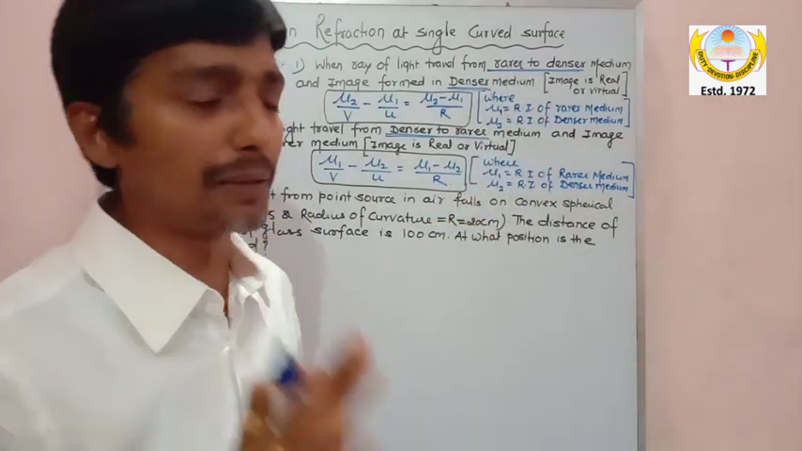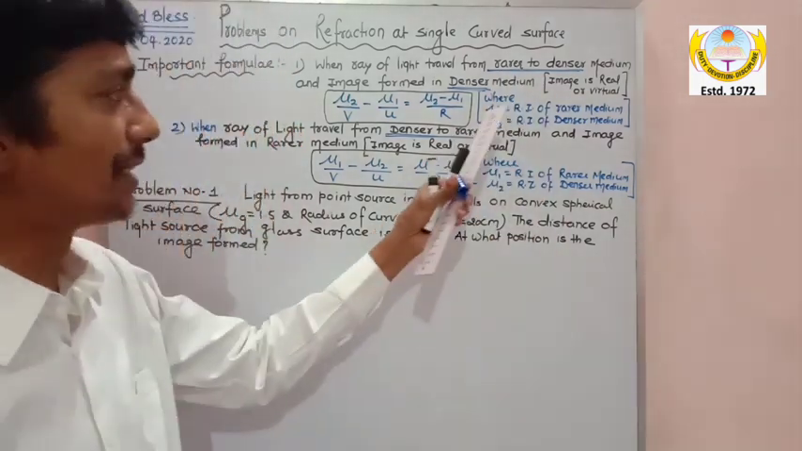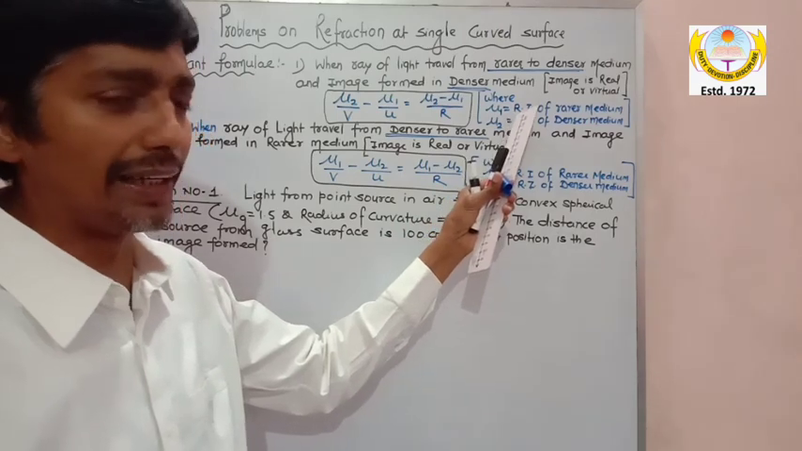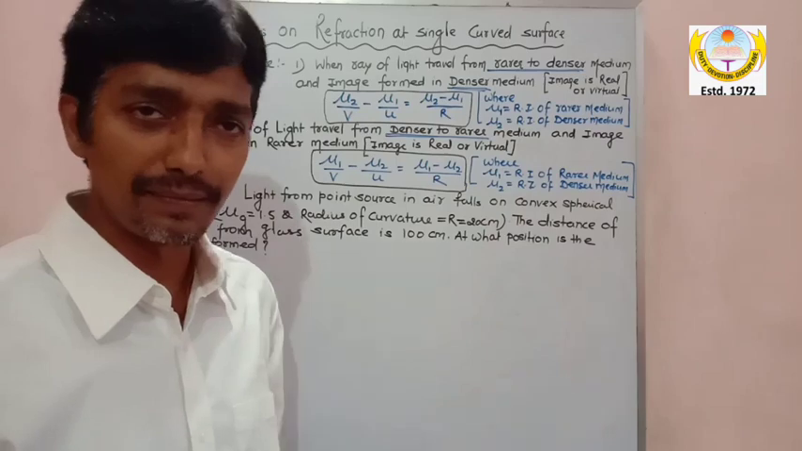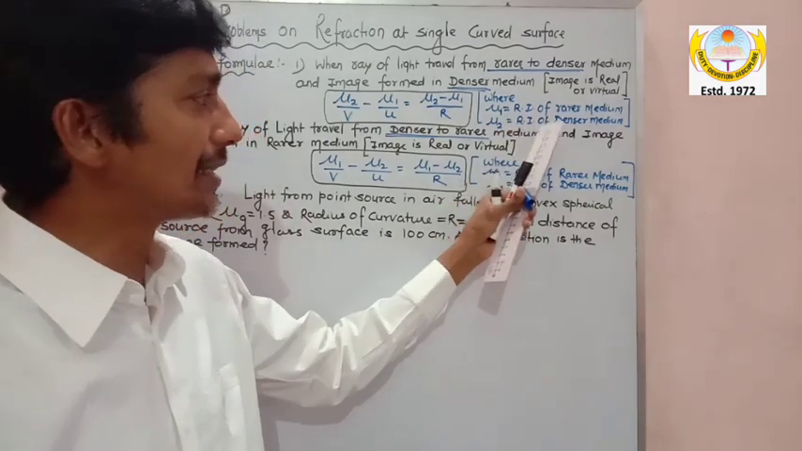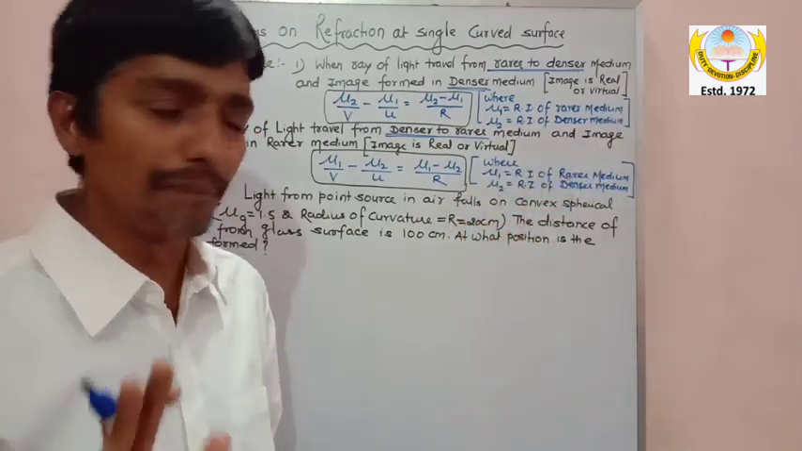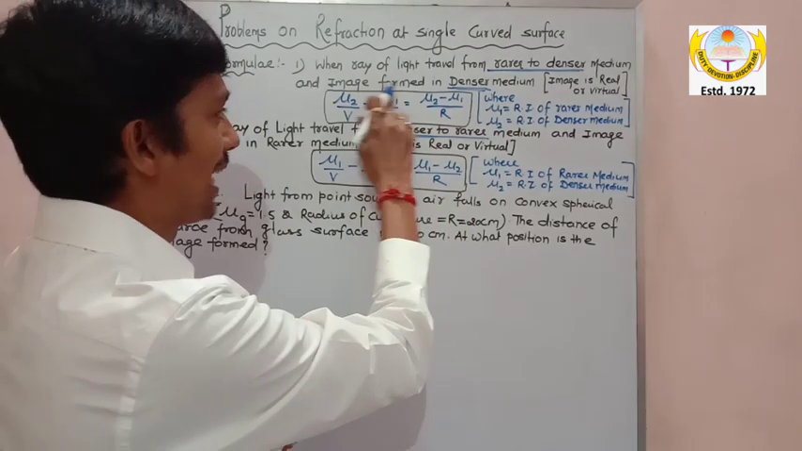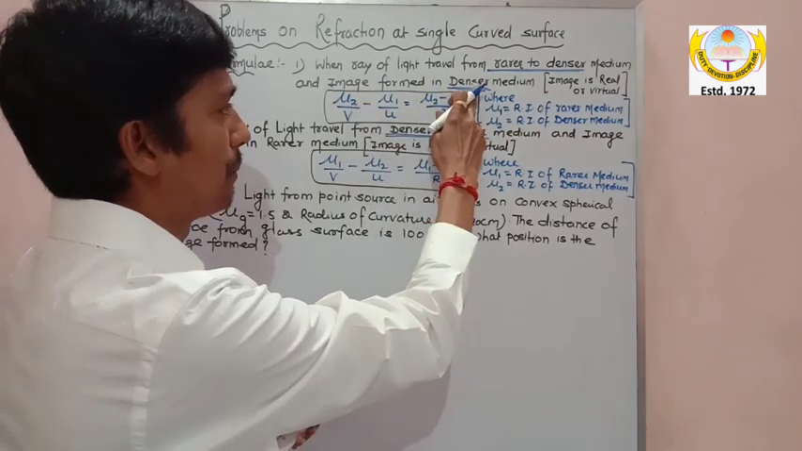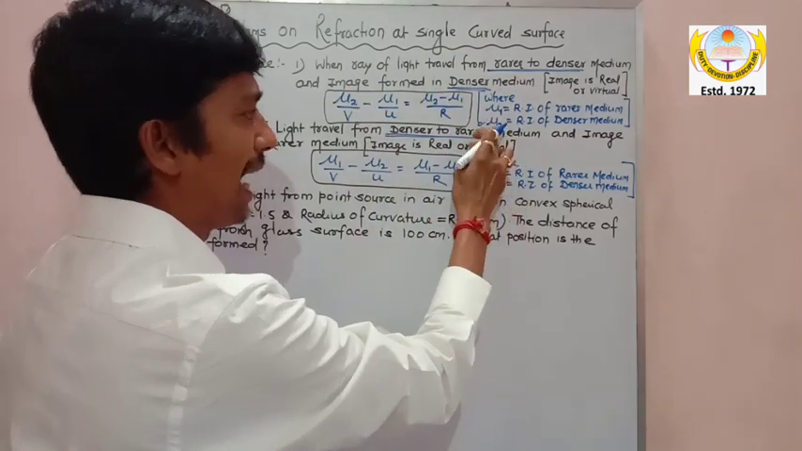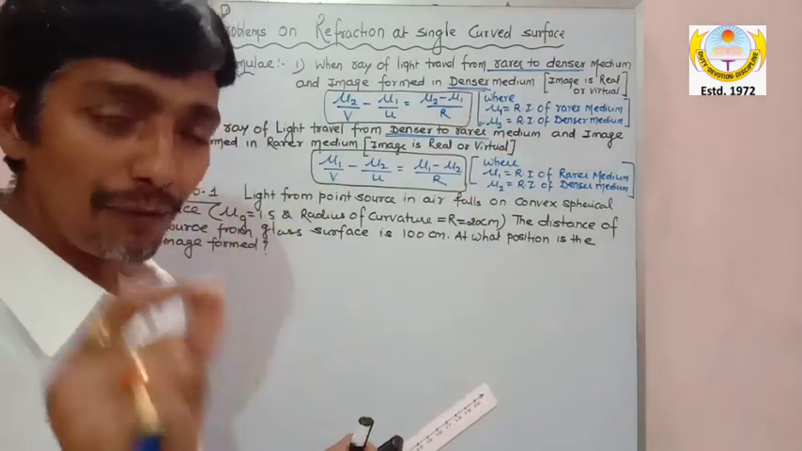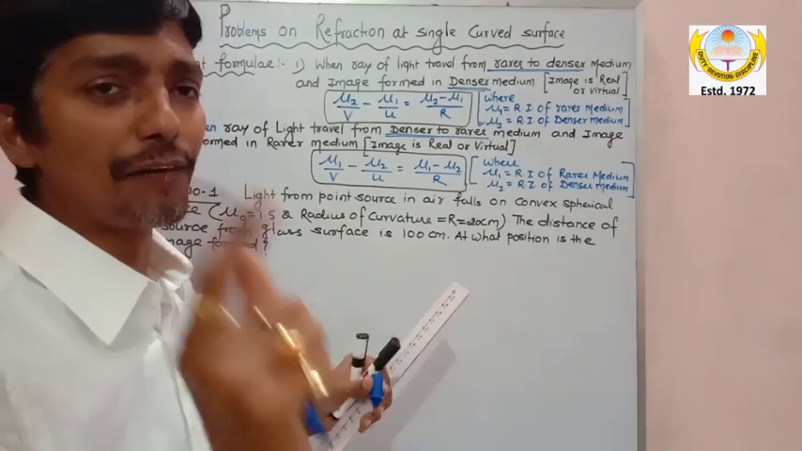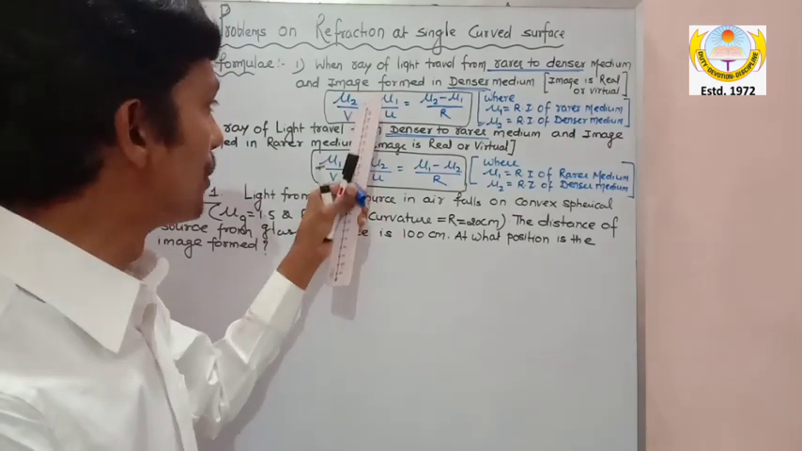Now what is the logic? Here, mu1 is the refractive index of the rarer medium, and mu2 is the refractive index of the denser medium. This line is so important: the image is formed in the denser medium. What is its refractive index? mu2. And what is the image distance? v. Therefore the formula will start with mu2 divided by v.